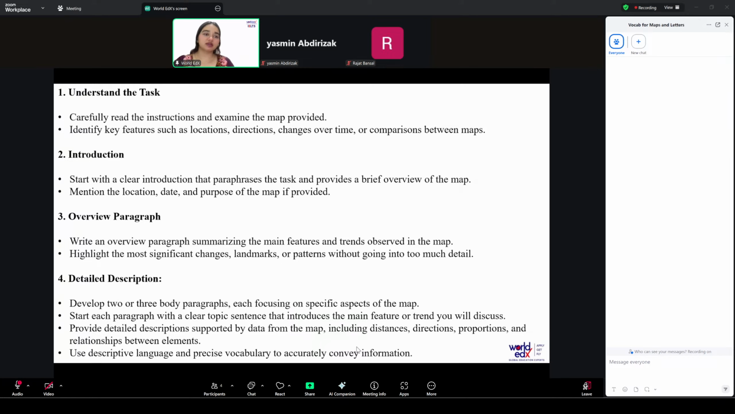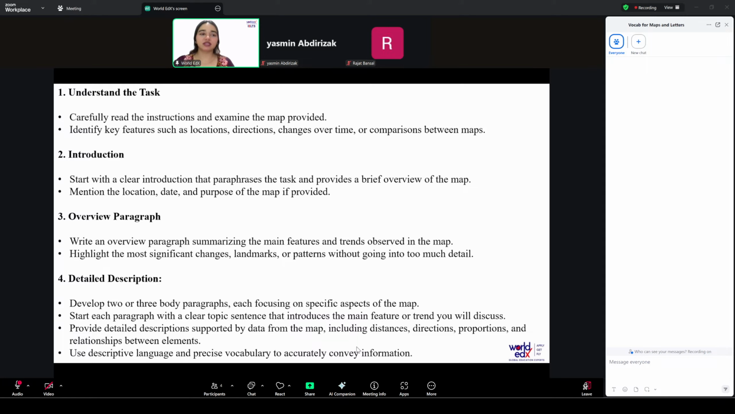Then we start with the introduction. I told you that introduction is nothing but the paraphrasing of whatever the question is. So if the question is like the chart talks about the development of an area, you can say the given map illustrates the development that transpired in this area over a period of time.